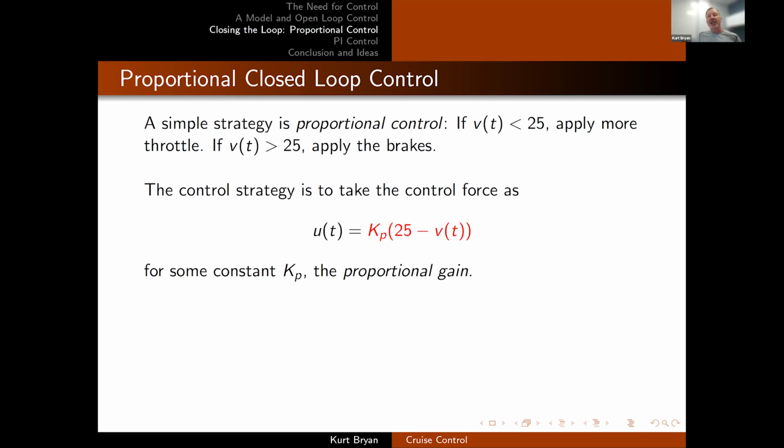Here's the control strategy. U of t, again, I remind you, is the force exerted by the engine, according to the control theory, the control algorithm. And the control algorithm says in this red part here, if V of t is less than 25, then U of t will be positive. U of t is a force. If you're going too slow, apply more force. If you're going too fast, if V of t is bigger than 25, U of t goes negative, apply the brakes. K sub p is a constant at our disposal. It's called the proportional gain for the system.